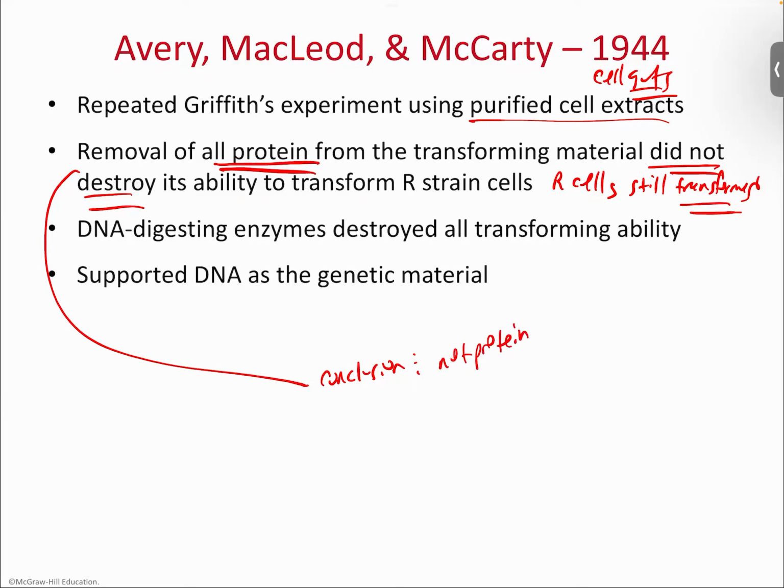Oh, but wait. But there's a problem with this, right? They didn't know about this yet. Because DNA isn't just DNA, is it? DNA exists in complex with what? Proteins, right? All those histones that they're wrapped around, those are proteins too. So chances are you probably weren't able at this point to actually get rid of all the proteins. So there's still probably some proteins left behind because probably the DNA is still wrapped around those histones.